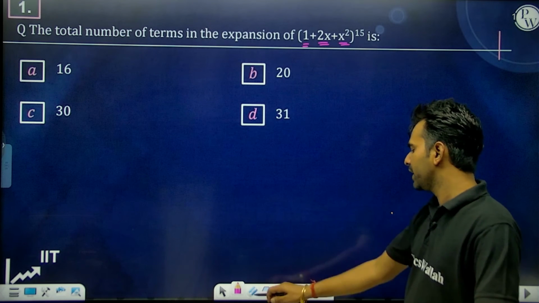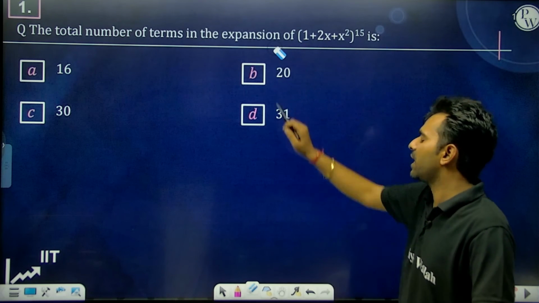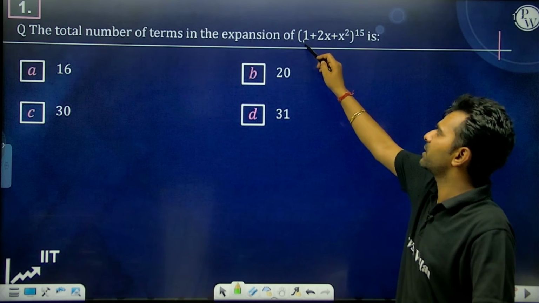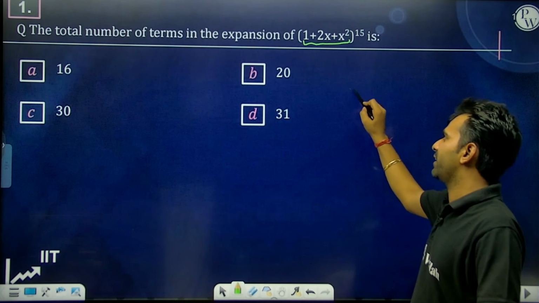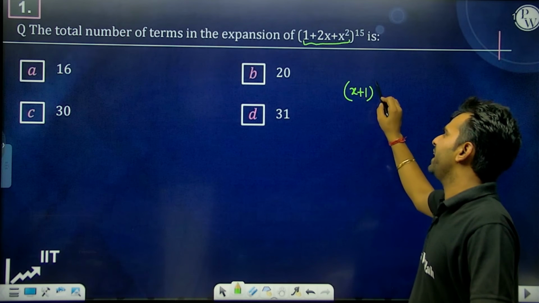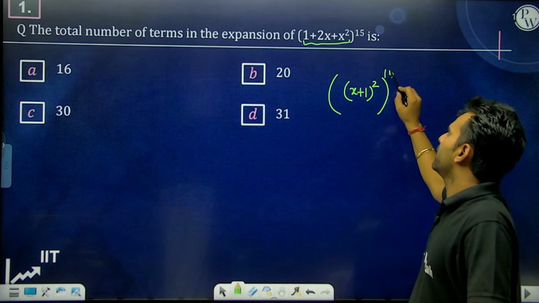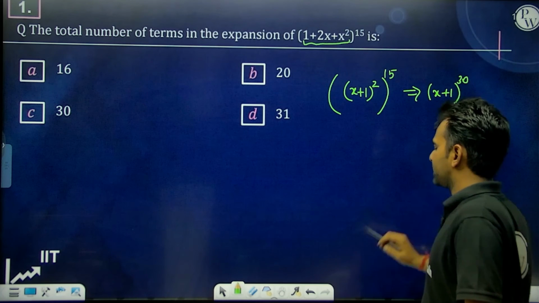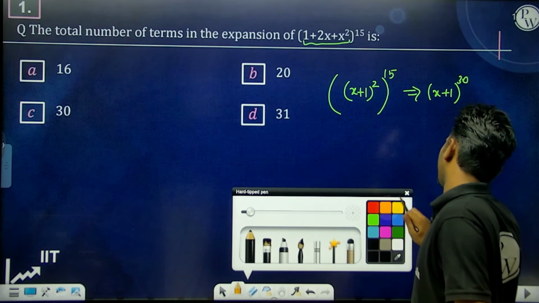So over here, in these kind of problems, if the number of terms is asked, then don't apply the multinomial theorem. Rather, if you can combine all these terms together, then first try doing that. So over here we can write down the base like this. So this problem can also be written like this. So this is something where the binomial theorem can be applied now.